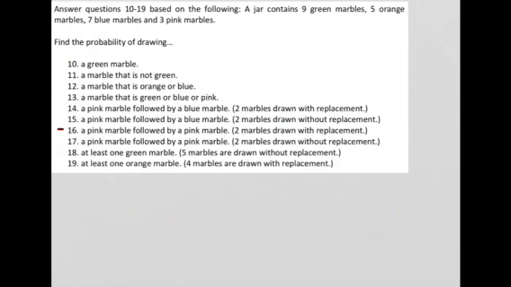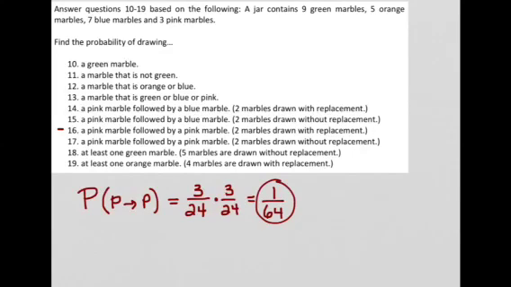Okay, let's take a look at 16. Now we want a pink followed by a pink, 2 marbles drawn with replacement. So we want the probability of pink followed by pink. These marbles are being drawn with replacement. So the first time, probability of pink is 3 over 24, just like in the last problem. So I take one out, I say, here's a pink marble, and I throw it back in. So now the probability of getting pink the second time is still 3 over 24. So the probability doesn't change because the marble has been replaced. And this gives us 1 over 64 in lowest terms.